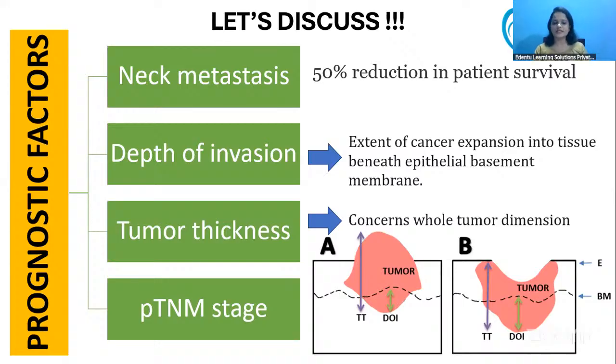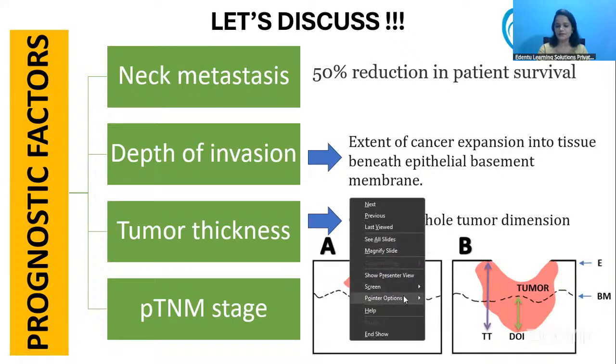Okay, the next one is the depth of invasion. The next two parameters that we are going to discuss, the depth of invasion and the tumor thickness, are mainly histological in nature, not just clinical. That is, what we see under the microscope. You might think these two terms are the same, but they are not; they are really different. Depth of invasion means, for example, have a look at this image here.